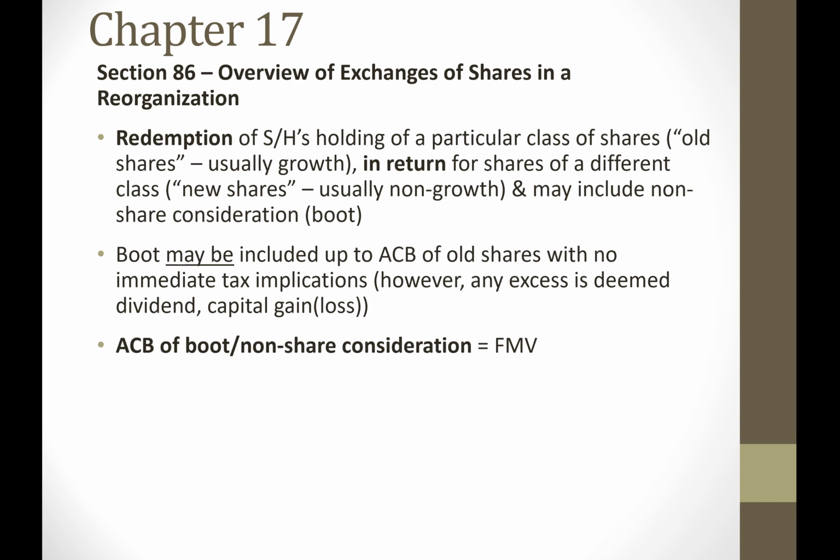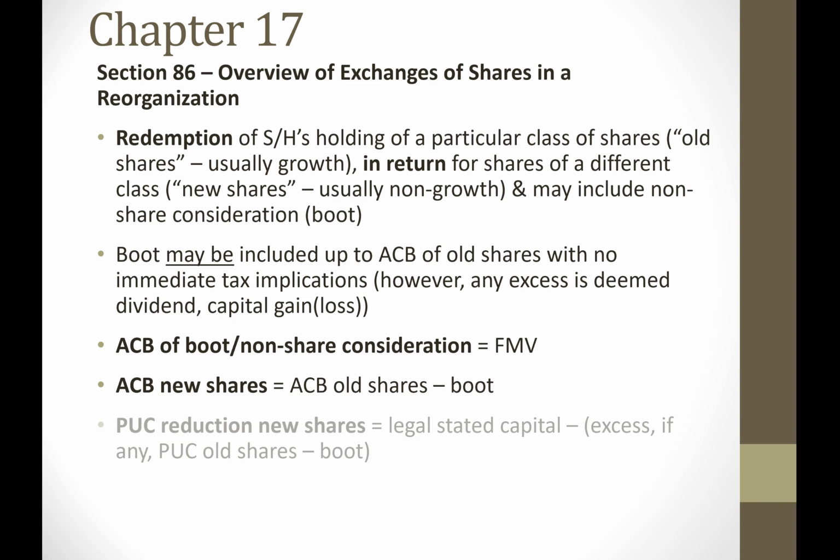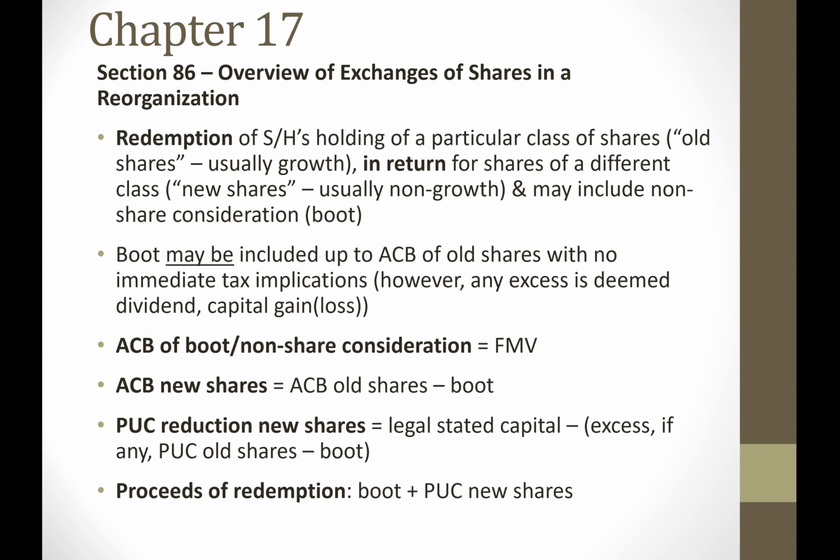Now, the shareholder that's going to give up the common shares is going to get back preferred shares and possibly some boot. The ACB of the boot will be equal to its fair market value. The ACB of the new shares, for example the preferred shares that the shareholder gets back, will equal the ACB of the old shares minus the boot. And there's going to be a PUC reduction of the new shares. You work through the PUC reduction, and that's going to give you the reduction to the PUC.